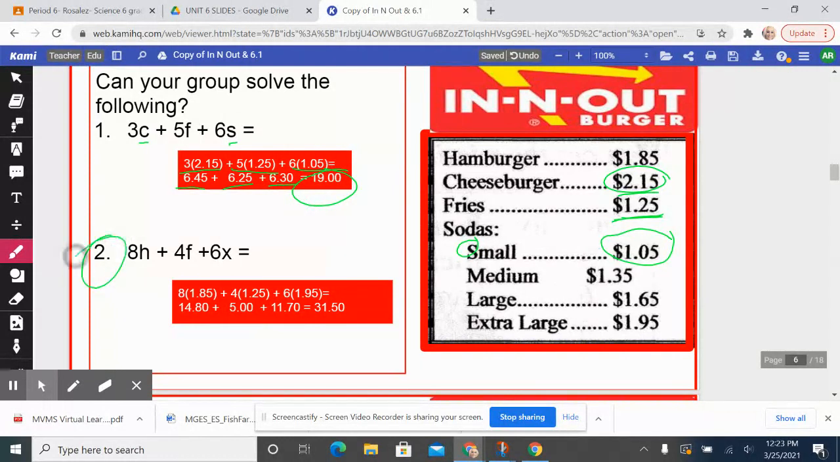Well, now if you look at number 2, they want 8 hamburgers. So 8 at $1.85. They want 4 French fries. So that's $1.25 times 4. And then they want 6 extra large fries. That's what that X stands for. And you would do 6 times $1.95. Well, if you multiply them and then you add them, you're going to get $31.50.